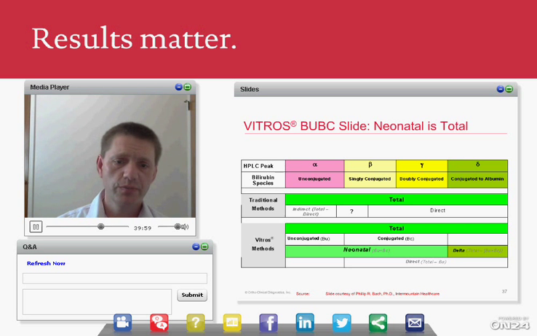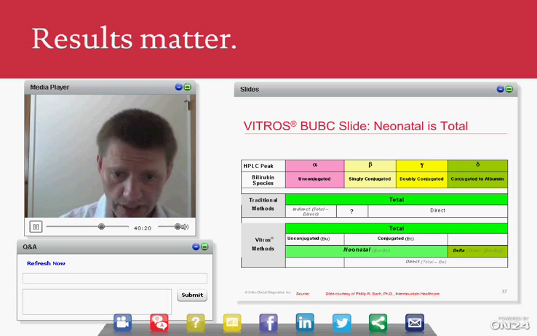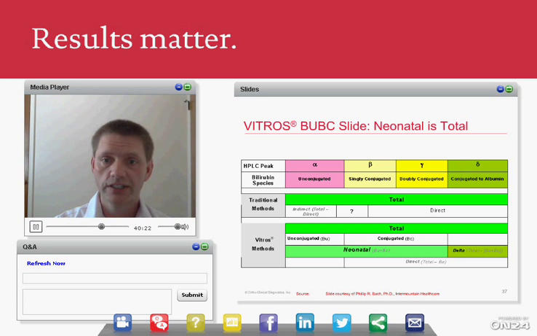So in the case of the BBC slide, it's quite simple. You just have BU and BC. In the case of traditional methods, as I mentioned, you're going to get total, measuring total, and a direct measurement will give you primarily a measurement of conjugated, but some measurement of indirect as well.